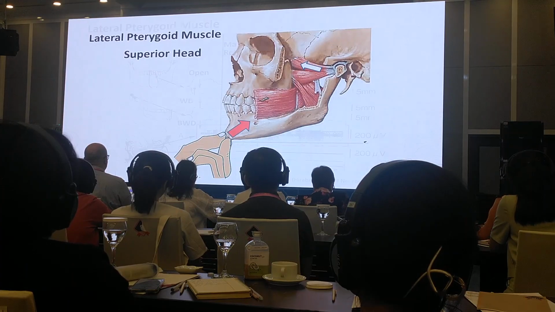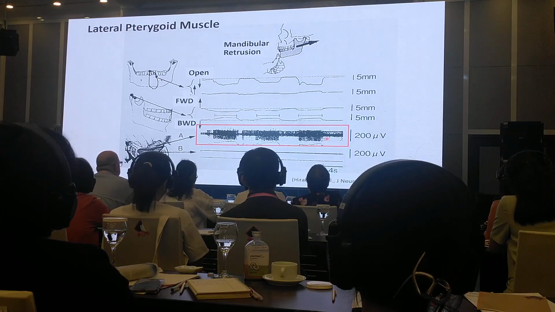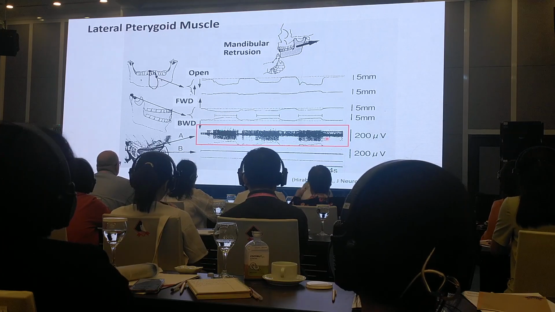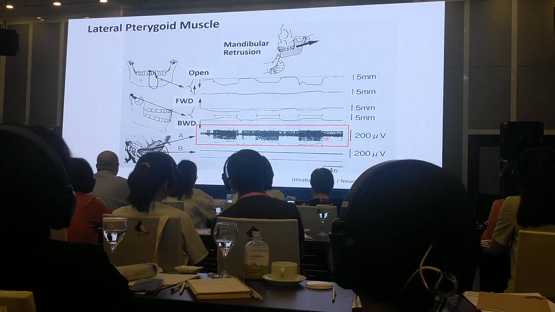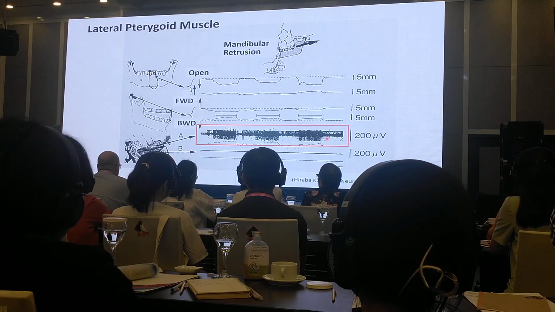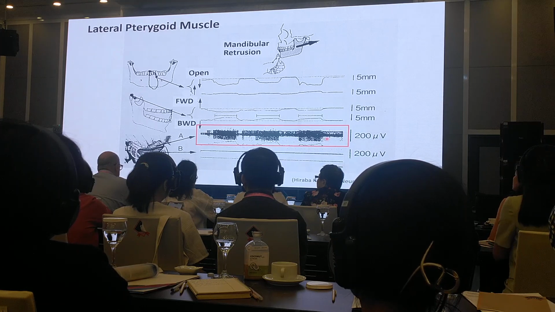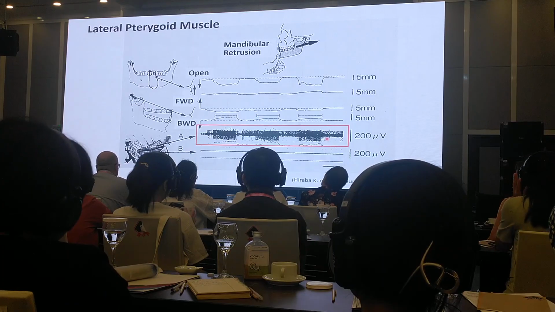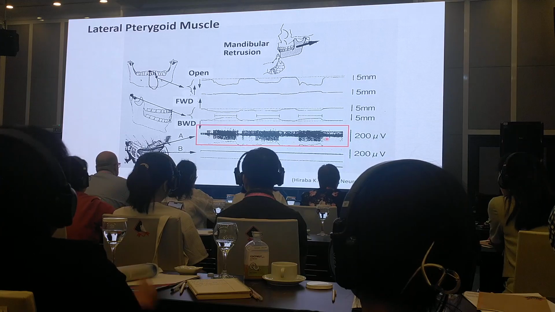Okay, data like this. Push mandible backward, then superior head and inferior head: no activity. Only the superior head of the lateral pterygoid muscle is very much active. This means if the mandible is displaced backward, immediately this muscle system pulls to keep the mandible in a forward position.